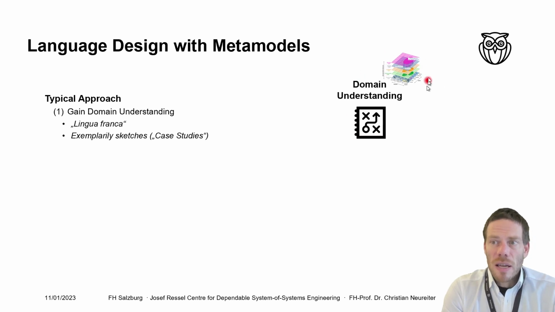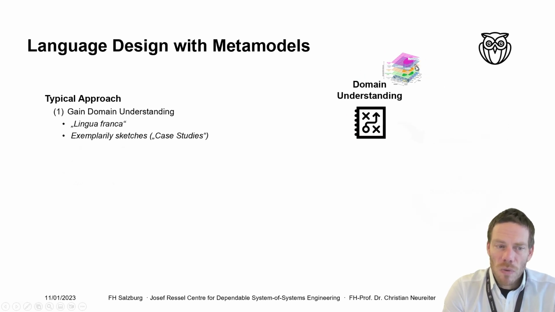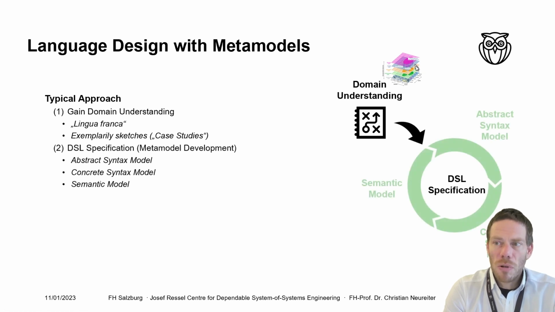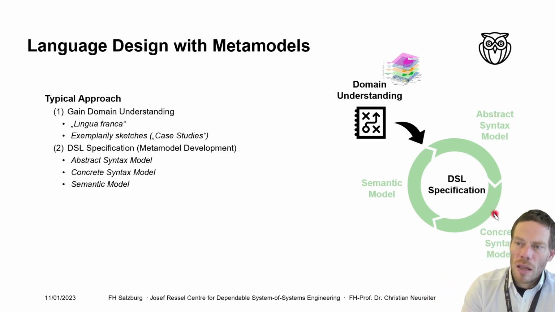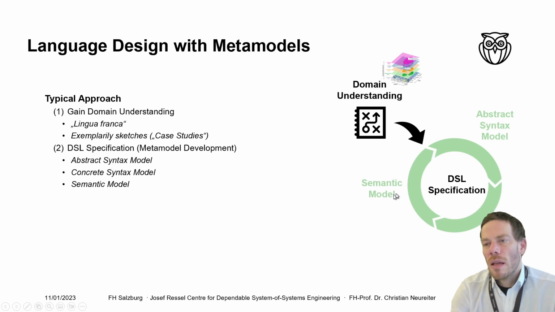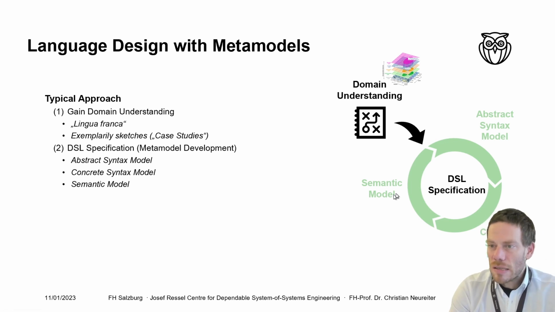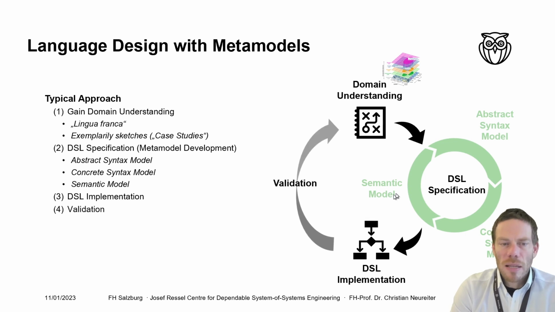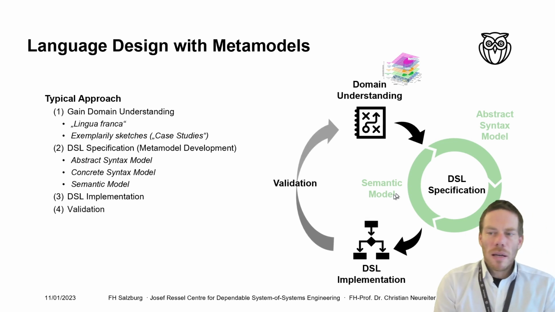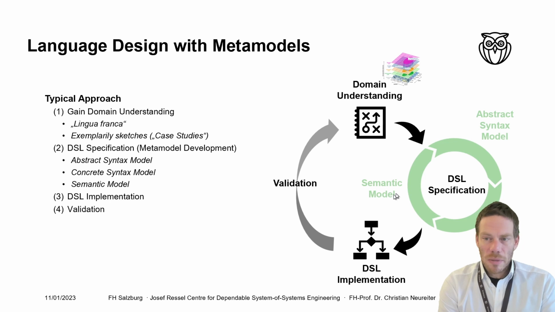So after identifying common concepts, the next step is to specify the language in a formal way, which typically comprises 3 elements. We have an abstract syntax model, a concrete syntax model, and a semantic model. We'll talk about these elements on the next slide. And after the specification of our language, we move on. We want to implement it to make it practically applicable, like in a modeling tool. And on this basis we can further proceed and validate our language, typically simply by applying it to some case studies, getting an interaction with stakeholders, or whatever you could think about.